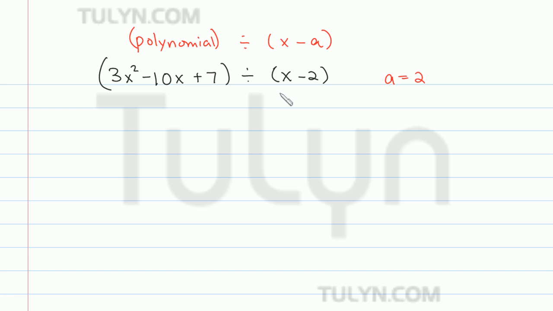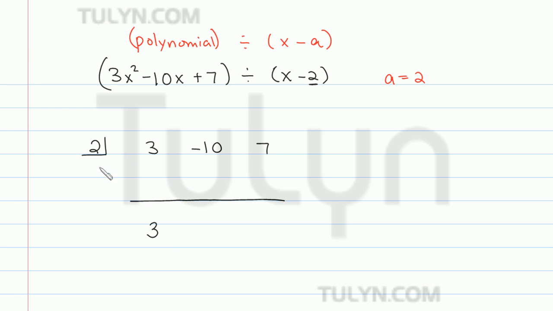So we have to set up our problem, and the way we do that is the first thing is to write this a value, 2, in a little box on the left. And then we want to rewrite the coefficients for the polynomial next to that number. So we want to write 3, -10, and 7, which are the three coefficients for the polynomial, or the dividend. So I'm going to draw a line under here, leaving enough space because I'm going to draw another row of numbers right here. So the first step is to bring down the leading term, which is 3. So we're going to write 3 down here.